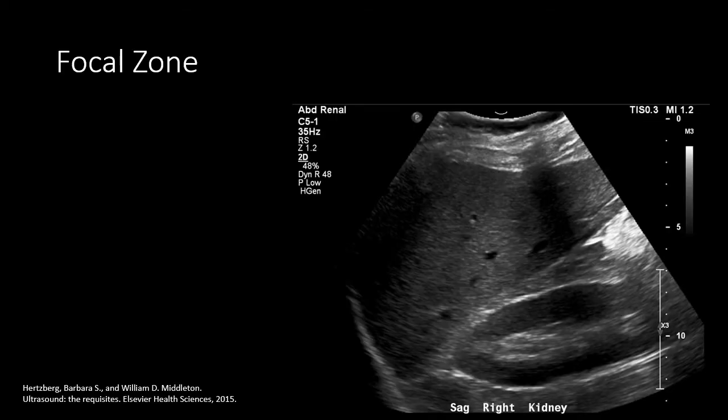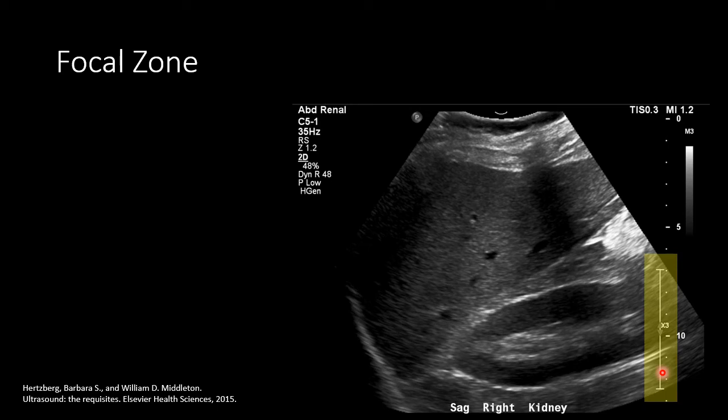Now let's talk about focal zone. The focal zone is less important in modern ultrasound imaging because a lot of our ultrasound machines will autofocus or have multiple focal zones. But the focal zone is depicted on your image typically by this type of shape, and it can be adjusted by the user to focus on more superficial or deep structures.